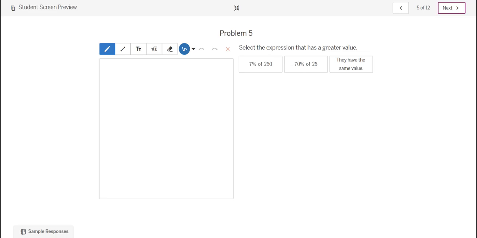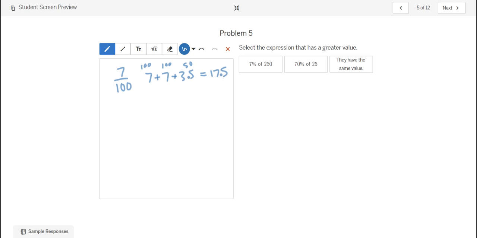Select the expression that has a greater value. 7% of 250 means 7 out of every 100, and I've got 250, so I've got 7 plus 3.5, that would be 17.5, versus 70% of, so this is 14, 17.5.